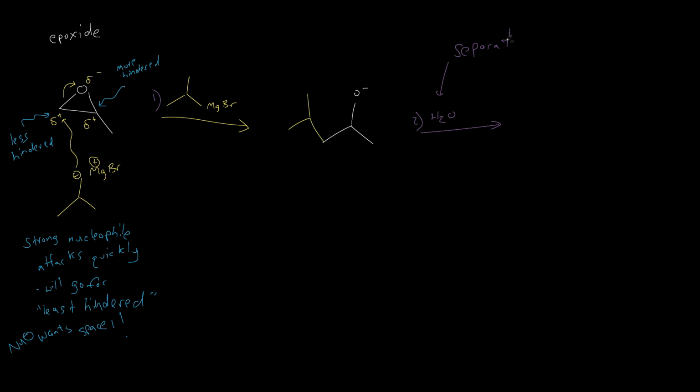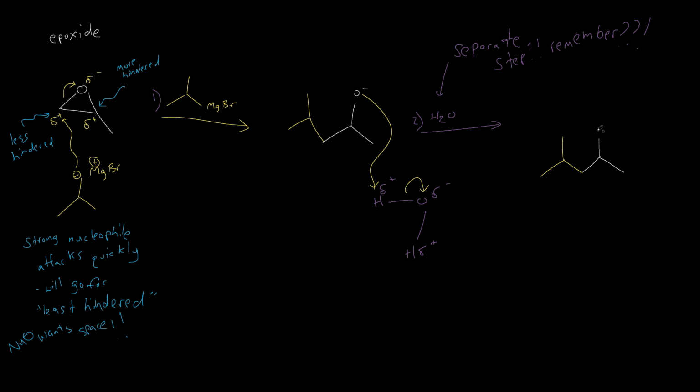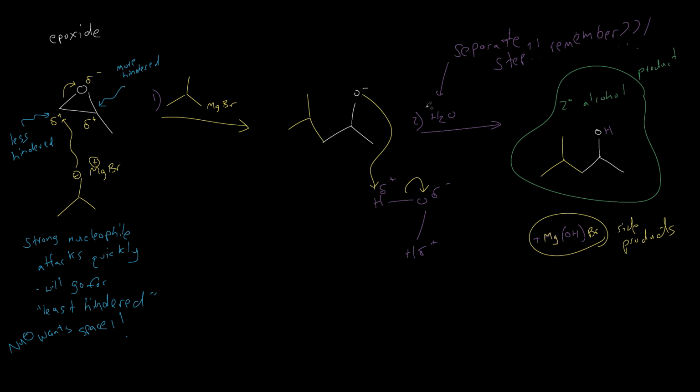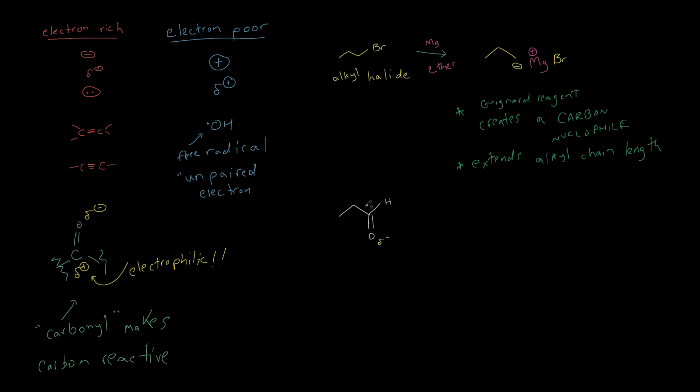The second step is the same. You're going to protonate that O-, which is electron rich, moving to a slightly electron-poor hydrogen to get your alcohol. So again, the epoxide is a very similar reaction, and keeping track of your side products, you have Mg, OH, and Br. In this case, you produce a secondary alcohol product. So that's pretty much it. Those are your reactions of Grignard reagents with aldehydes, ketones, and epoxides.